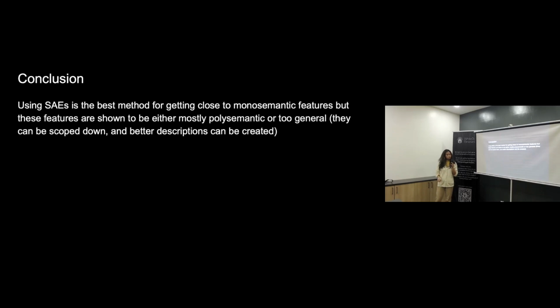So in conclusion, you can use SAEs as a way to get closer to figuring out features in the models. But through this, you can see that they're shown to be mostly polysemantic or too general, like with what we saw with the previous example for the special characters. They can be scoped down, or better descriptions can be made.